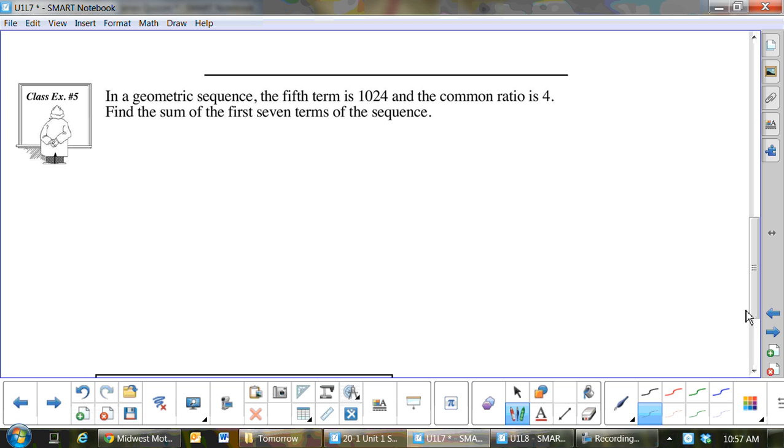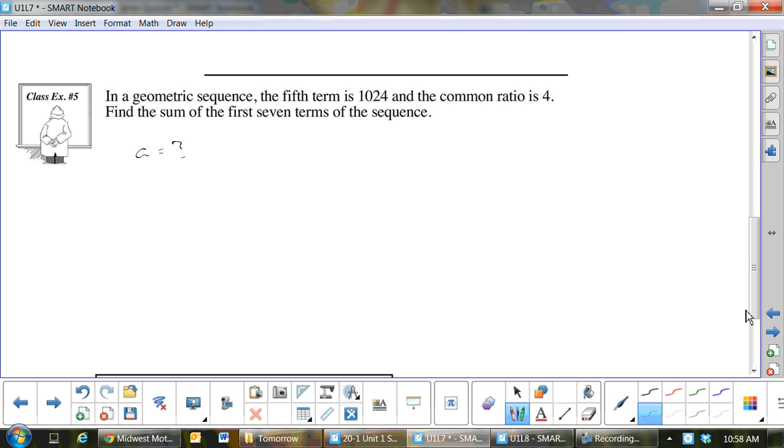Okay, this one here. In a geometric sequence, the fifth term is 1024 and the common ratio is 4. Find the sum of the first 7 terms. Now, I'm not wasting my time here doing any redundant examples. The first and second one use the 2 formulas. Why am I showing you this one? What's different about it? No A.